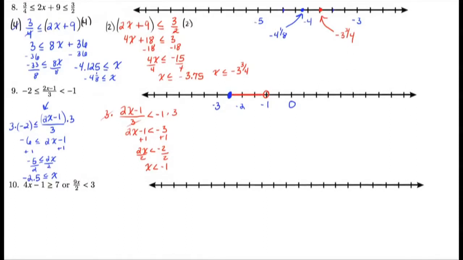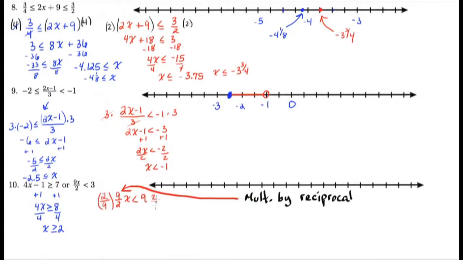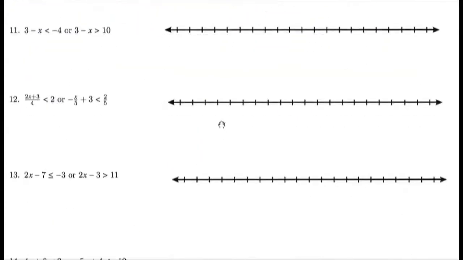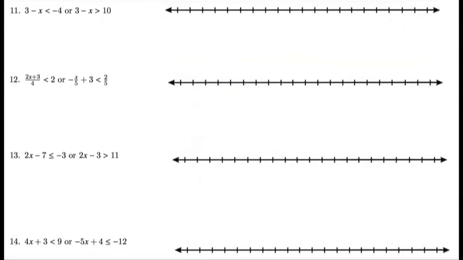Okay, so number 10 is an "or" equation, which means the graphs are going to be shaded away from each other. Notice on this second part we have a fraction in front of x, and we can get rid of the fraction by multiplying by the reciprocal. So I make my graph, and I see that the points go away from each other. We're going to see more of these "or" equations for this next set.